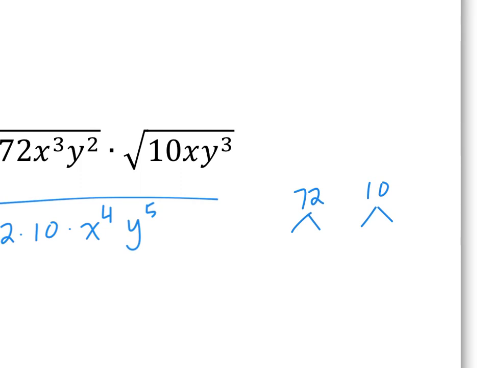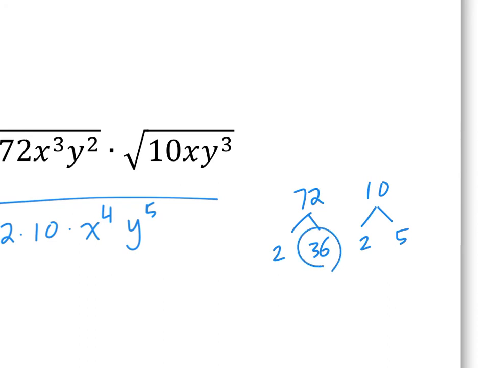Okay, so 72, let's break down 72. That's a nice break: 2 and 36. So once you get to a perfect square, just stay there. Don't break anymore. That's what you want to see. You want to see how many perfect squares there are. All right, 10 is 2 and 5.